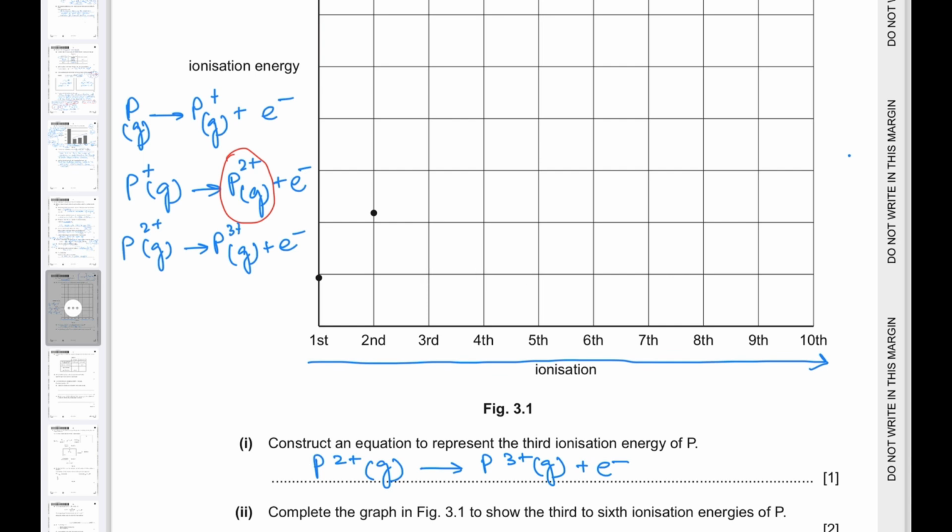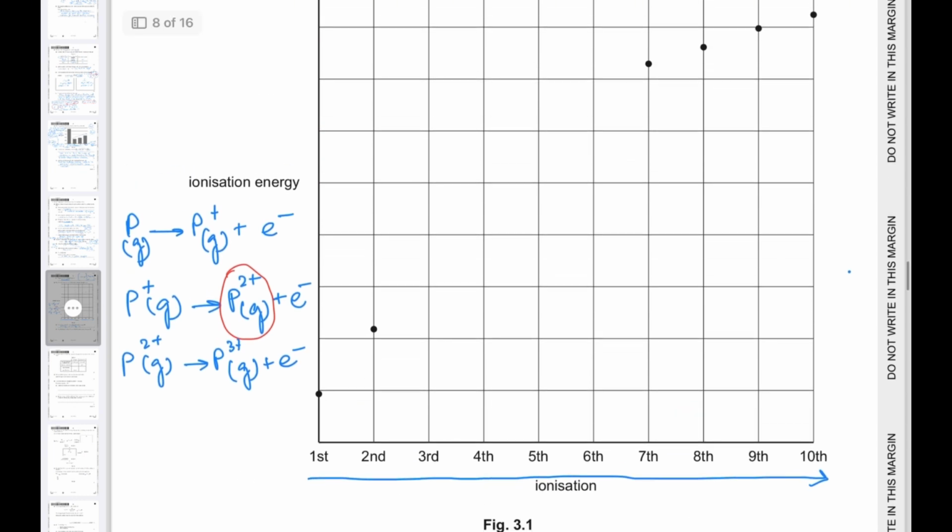Complete the graph in figure 3.1 to show the third to sixth ionization energies of phosphorus. What we'll see here in the graph is an increase in successive ionization energies of phosphorus. With each successive ionization energy, an electron is removed from a larger cation.